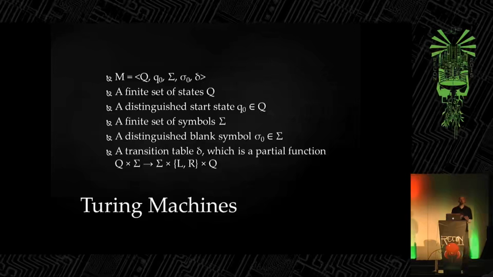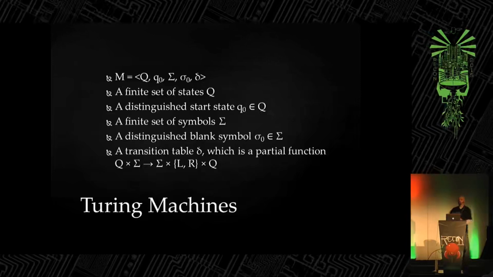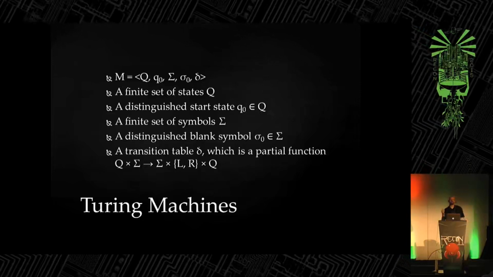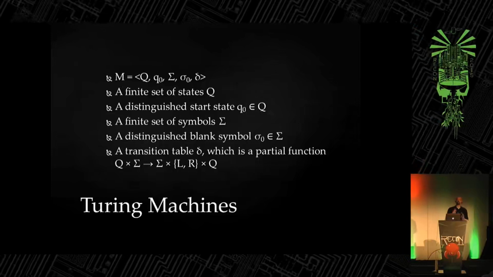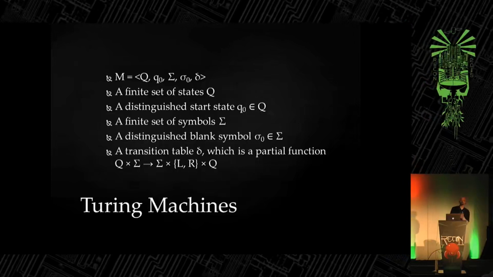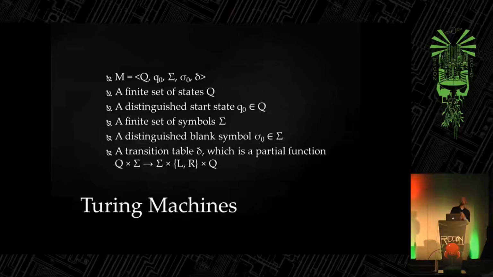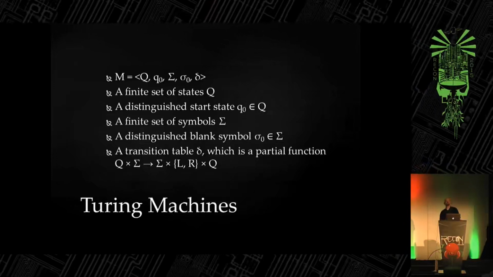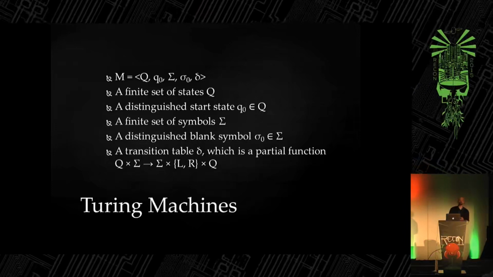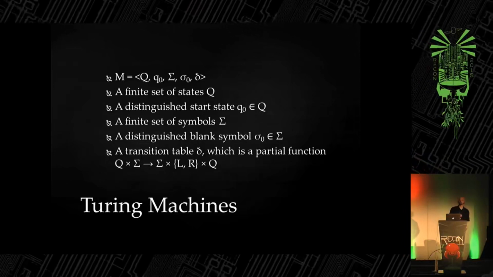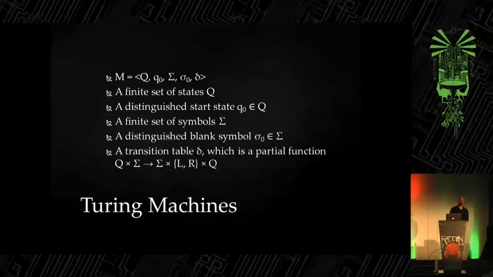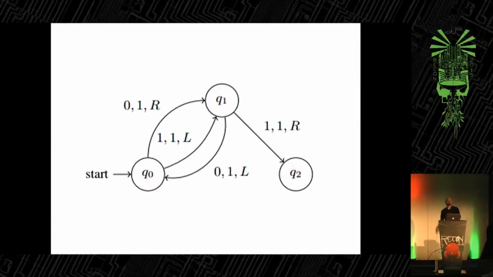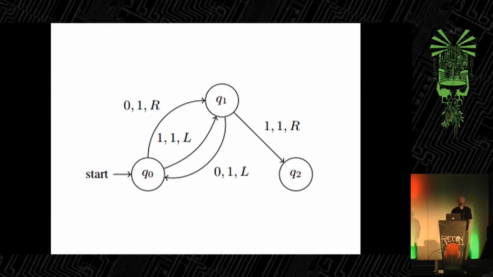If you're not familiar with this concept, a Turing machine, at a high academic level, is really just this 5-tuple where you've got a finite set of states Q, a distinguished starting state in Q, a finite set of symbols sigma, and one of those is a blank. And then you've got this transition table delta that maps the cross product of Q and sigma to the cross product of Q, sigma, and a move either left or right. And what that really gives you is a state transition diagram, a way of moving from one state to another.